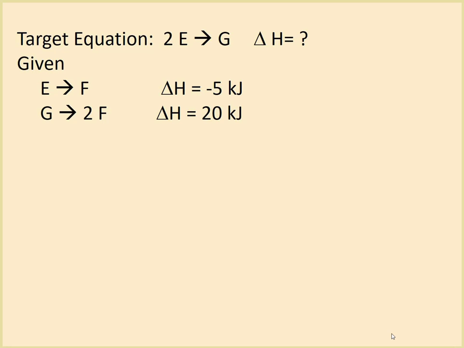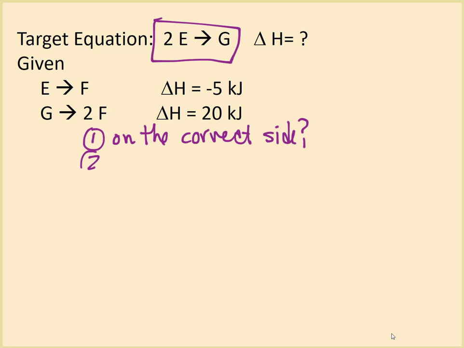Here's my target equation. So that's what I want to find my delta H for. And I'm given these 2 equations. So you're going to ask yourself 2 questions. Is it on the correct side? And the second question is, do you have the right amount?